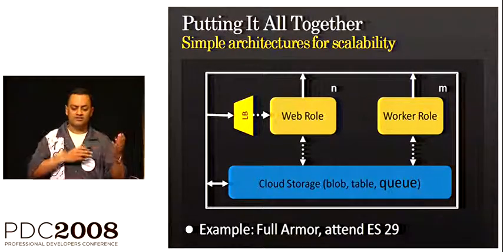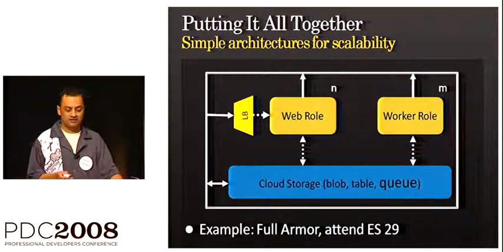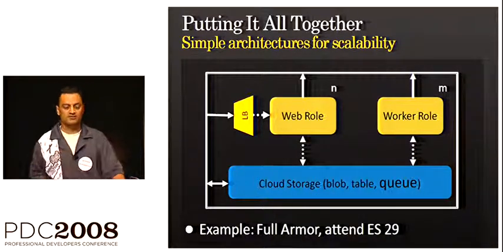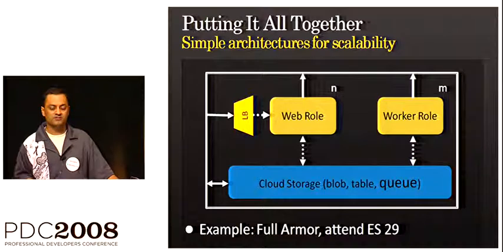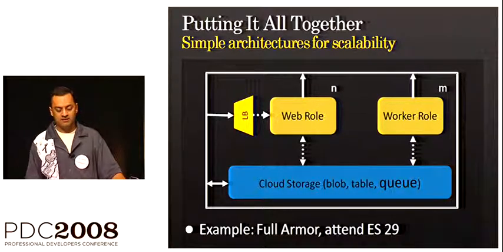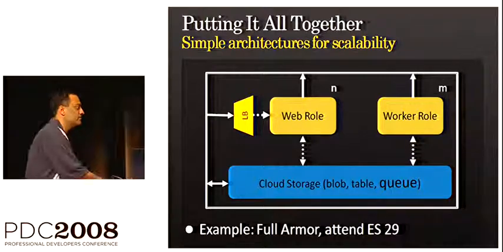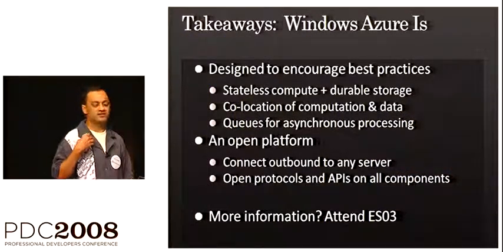And you can envision all kinds of scenarios where you have some code running in our data center, some code running somewhere else. Full Armor is actually a great example of that. We have a session ES29 where Danny and his colleagues will actually walk us through more details of the system they've put together. I'm going to cheat a little bit and show you another slide here, which actually says exactly what I just said verbally.